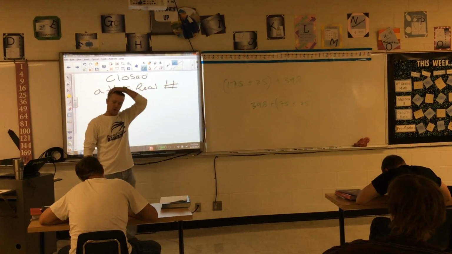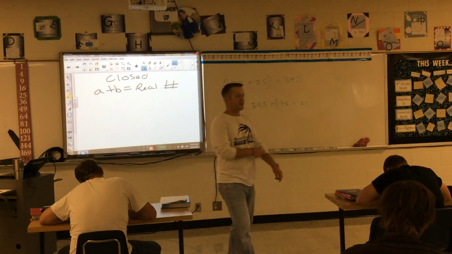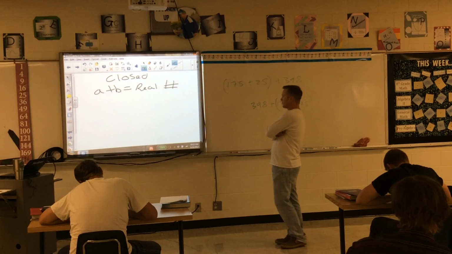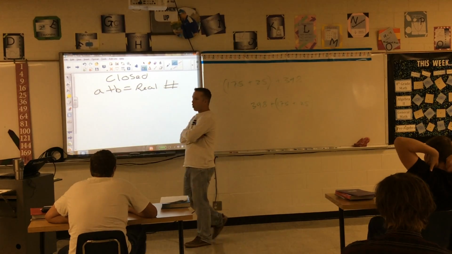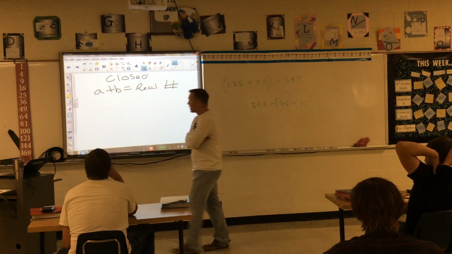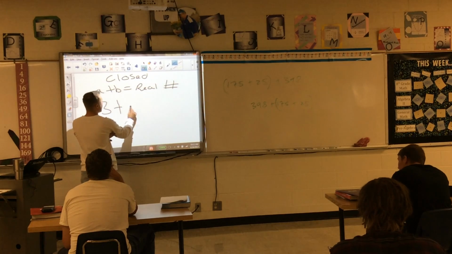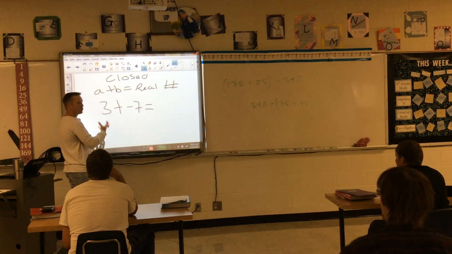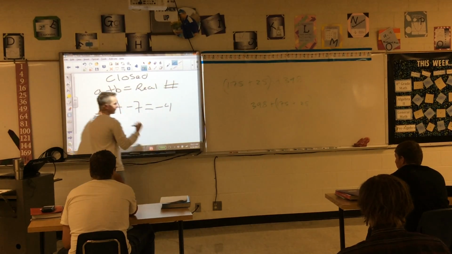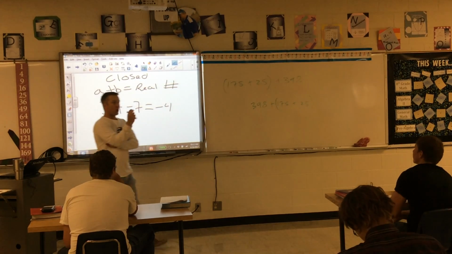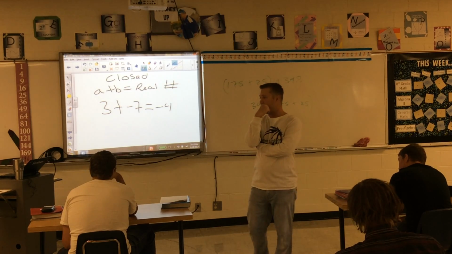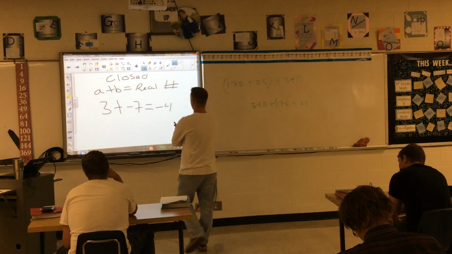Now the book likes to ask different questions. Okay, they like to say, is it closed under whole numbers? Okay? So what they mean by closed under whole numbers is, do I get a whole number as an answer? So if I do 3 plus negative 7, am I closed under real numbers? Yes, because I get what? Negative 4 is my answer, right? Am I closed under whole numbers though? No. Am I closed under integers? Yes.